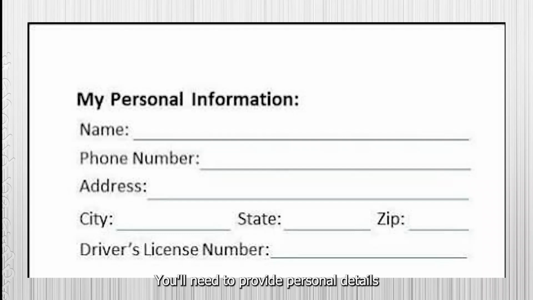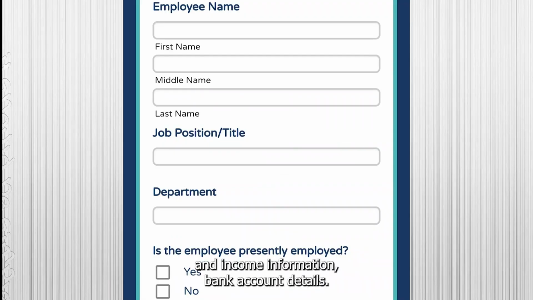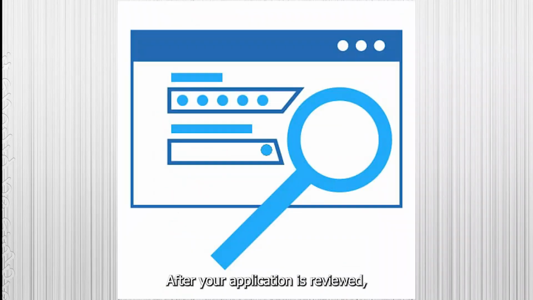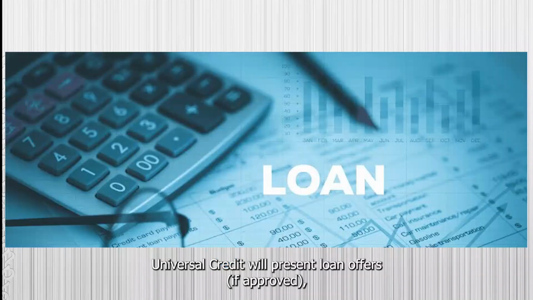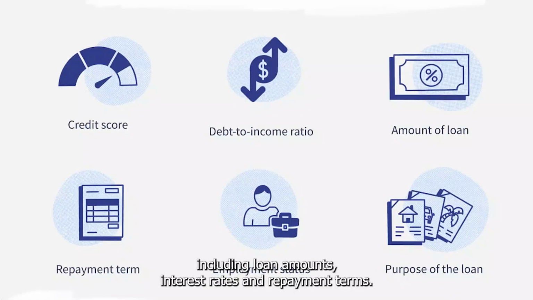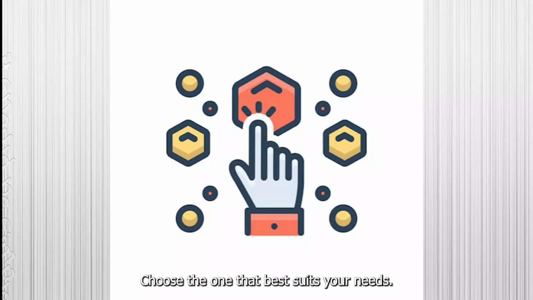You'll need to provide personal details: name, address, date of birth, employment and income information, and bank account details. After your application is reviewed, Universal Credit will present loan offers, if approved, including loan amounts, interest rates, and repayment terms. Choose the one that best suits your needs.